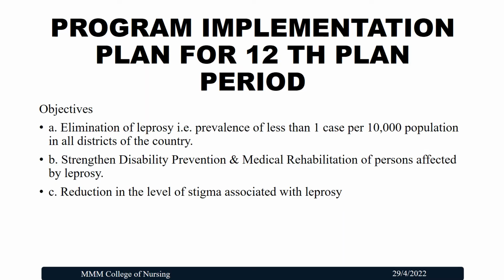Coming to the program implementation plan for the 12th plan period, the objectives. First one is elimination of leprosy, with prevalence of less than 1 case per 10,000 population in all districts of the country. Strengthen disability prevention and medical rehabilitation of persons affected by leprosy. Reduction in the level of stigma associated with leprosy.